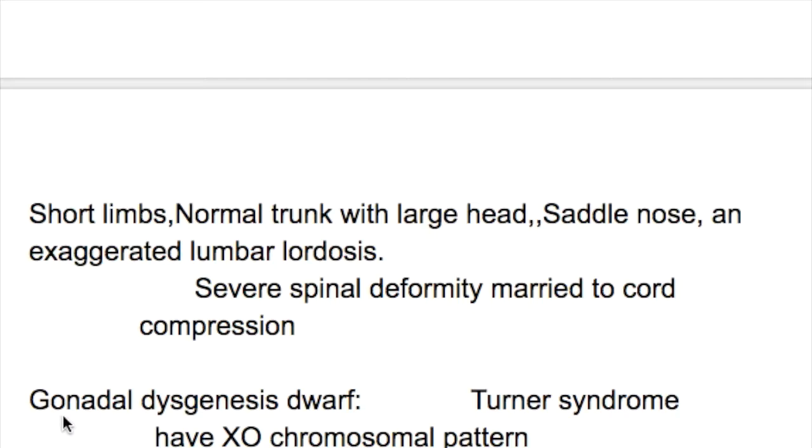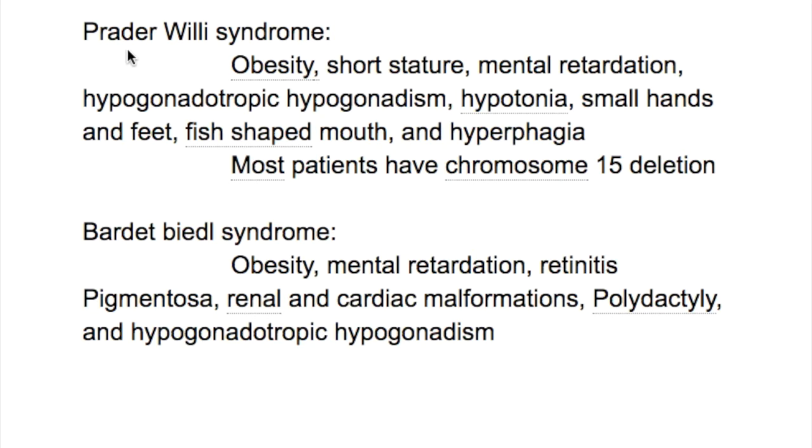The second cause is gonadal dysgenesis dwarf or Turner syndrome, and these patients have an XO chromosomal pattern. Prader-Willi syndrome: obesity with short stature, mental retardation, hypogonadotropic hypogonadism, hypotonia, small hands and feet, fish-shaped mouth, and hyperphagia. Most patients have chromosome 15 deletion.